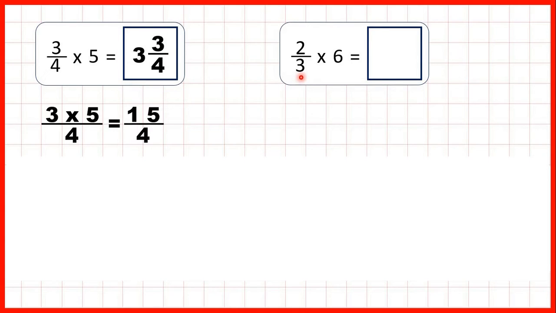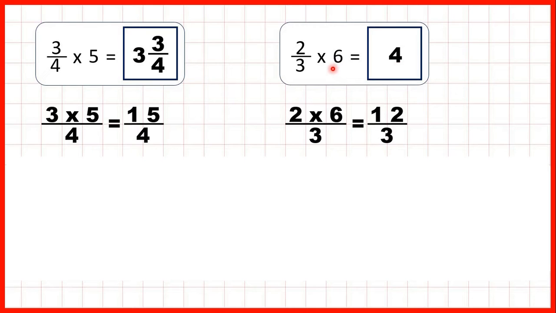Now we have 2/3 times 6. So if we're using the same method, we can write that out as 2 times 6 over 3. 2 times 6 is 12, and the denominator stays the same. So we have the improper fraction 12/3. 12 divided by 3 is exactly 4, so that's our answer.